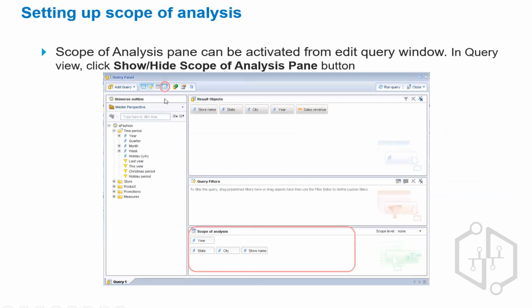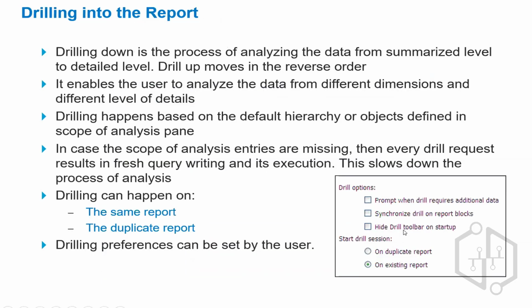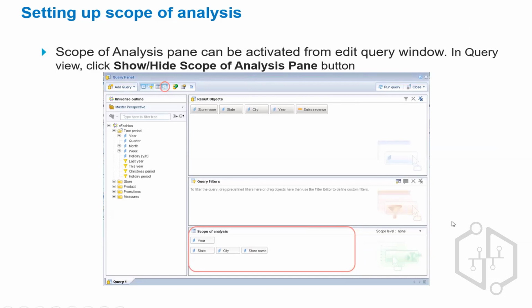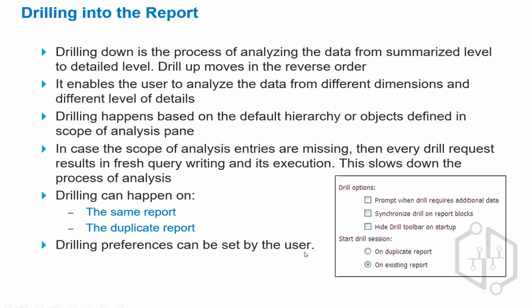If you see here, this window is the scope of analysis. Here we have enabled it. Here the scope level is none. That means whatever we include in the report will only appear, like state, city, store name. Year we have included, so only year will be there, as the scope of analysis is none. If you set it to 1 level or 2 levels, then even if you don't include them in the result objects, they will automatically come into the query.